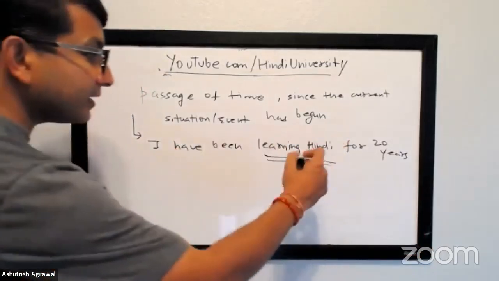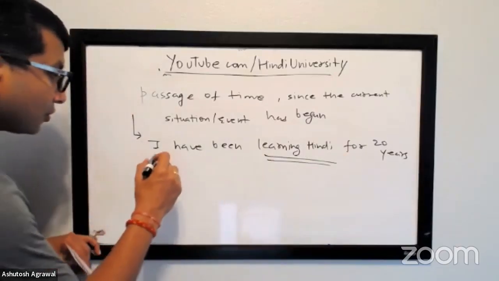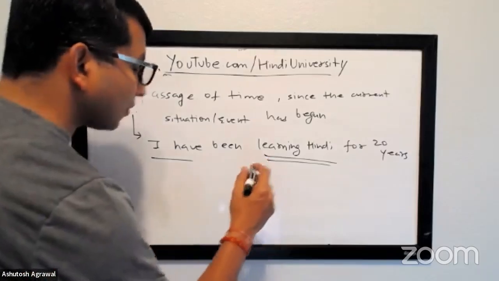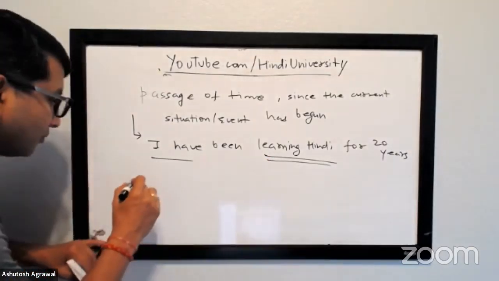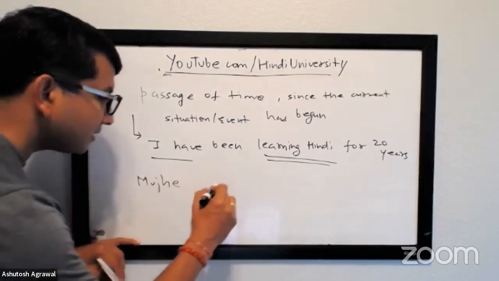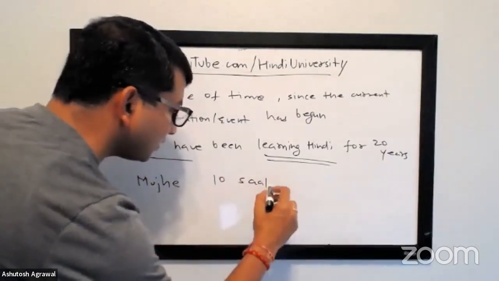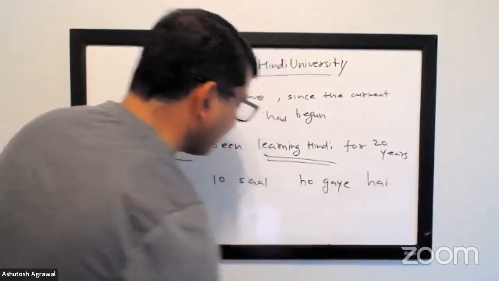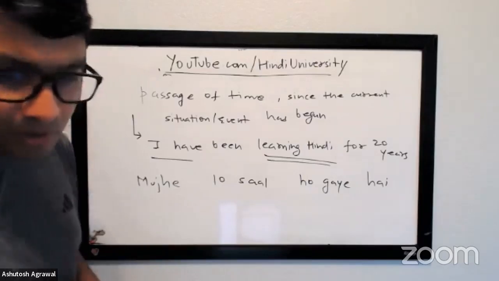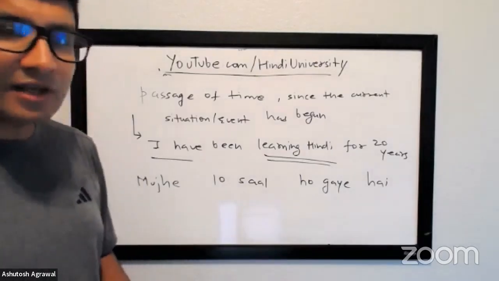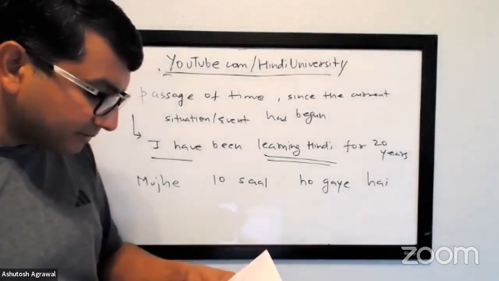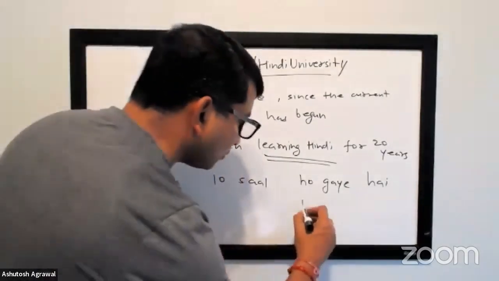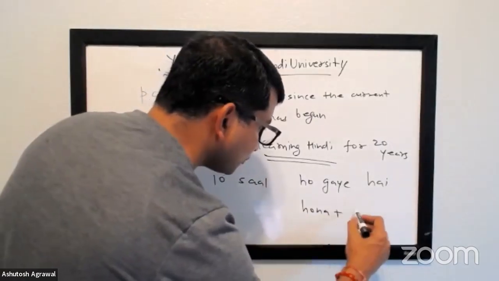So I've been living here or learning Hindi for 20 years. Let's do the first part first. Let's say you have मुझे 10 साल हो गए हैं. This is your base sentence. What does it mean? मुझे 10 साल हो गए हैं. The verb here is होना and it is used with हो गए हैं.